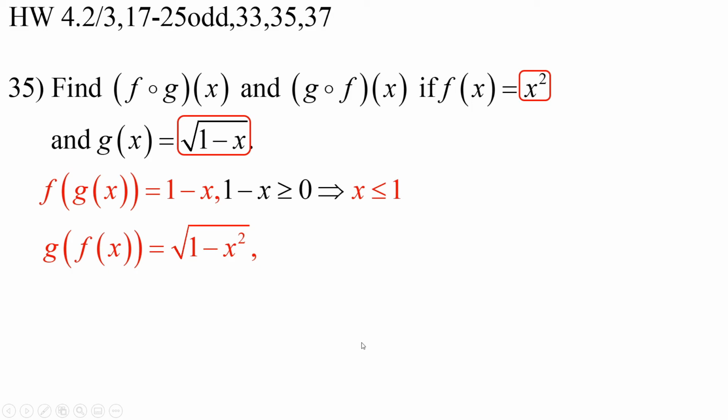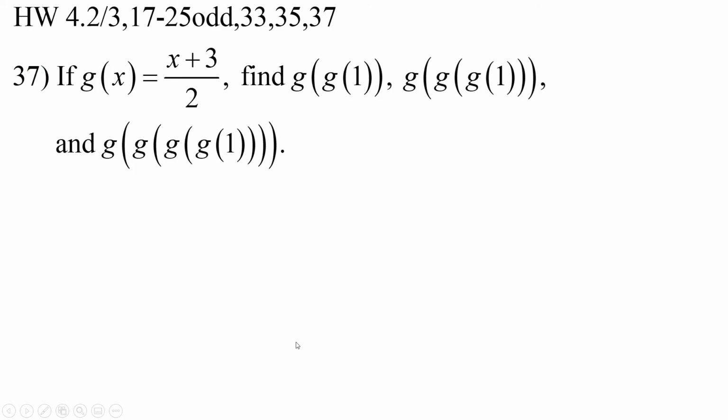Now, of course, the radical 1 minus x squared has to be greater than or equal to 0. So that means x squared is less than or equal to 1. So I'm in the interval, closed interval, negative 1 to 1. Oh, these are just cool.